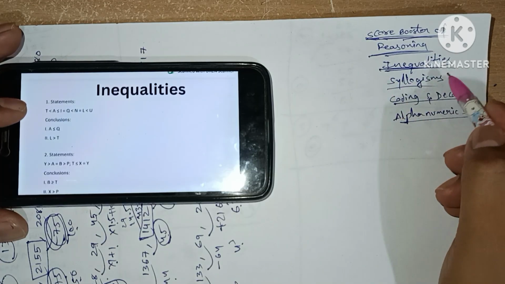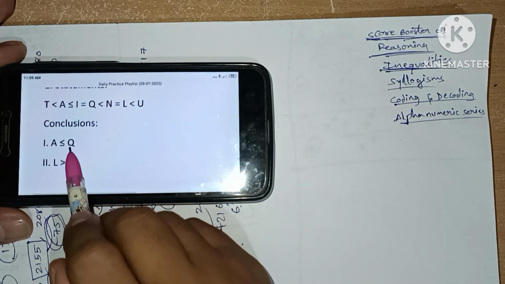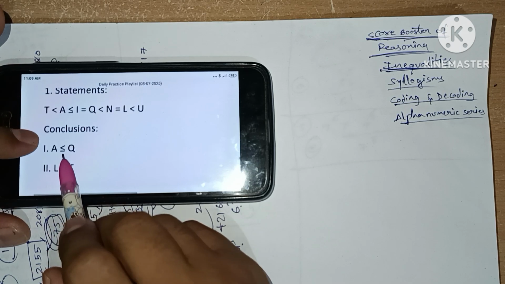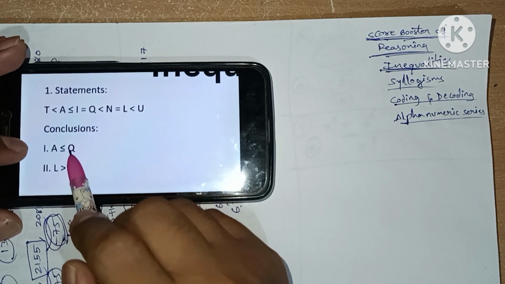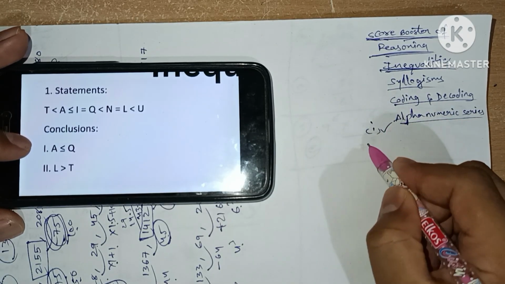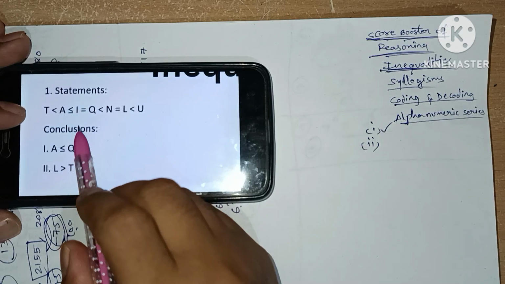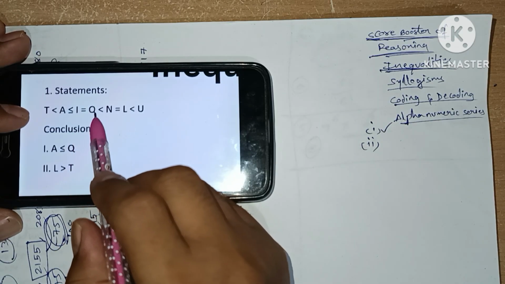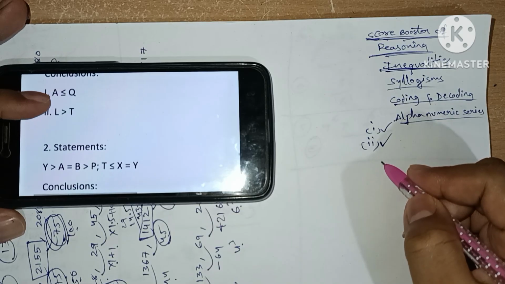Starting with inequalities. Inequalities, first question. Here we see the flow from Q to A with everywhere equals to. From Q we are able to reach A with everywhere equal to. So first one is true. Second one, the flow from L to T. From L we can flow up to T, it is possible, so it is also true. Both 1 and 2 are true here.